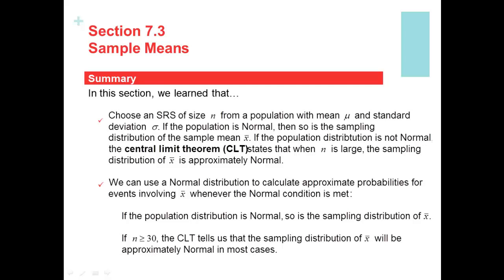We can use the normal distribution to calculate approximate probabilities for events involving x bar whenever the normal conditions are met, and here they are. If the population distribution is normal to begin with, so will the sampling distribution, so I can go ahead and use my normal calculations. If it's a skewed distribution, if n is greater than or equal to 30, the central limit theorem tells us that the sampling distribution of x bar will be approximately normal in most cases.